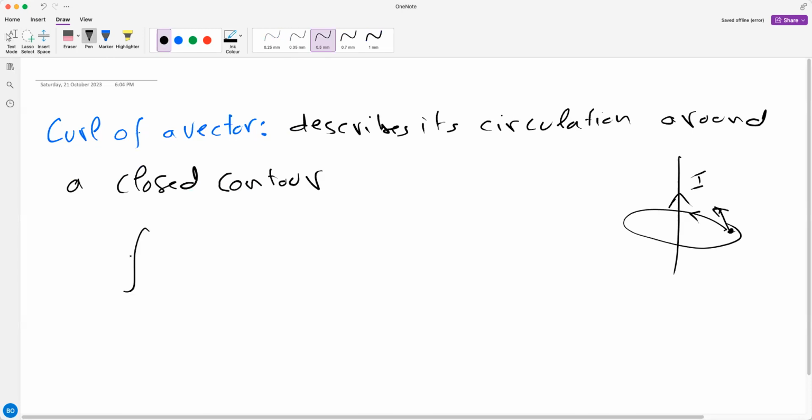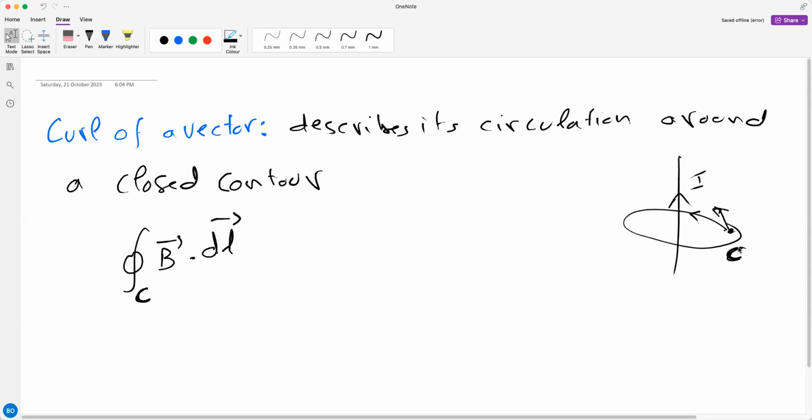In fact, we calculated this quantity, and this quantity, yeah, so this quantity is given, it's the integral over a closed contour. It is the integral over the closed contour.